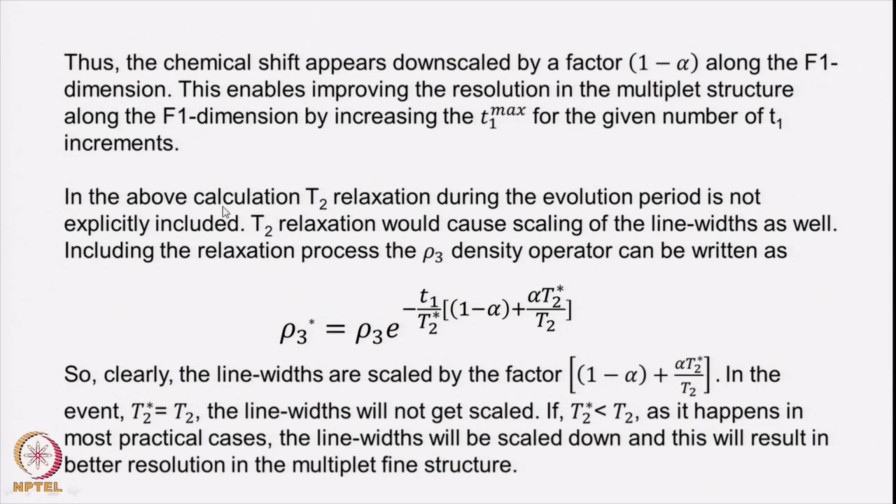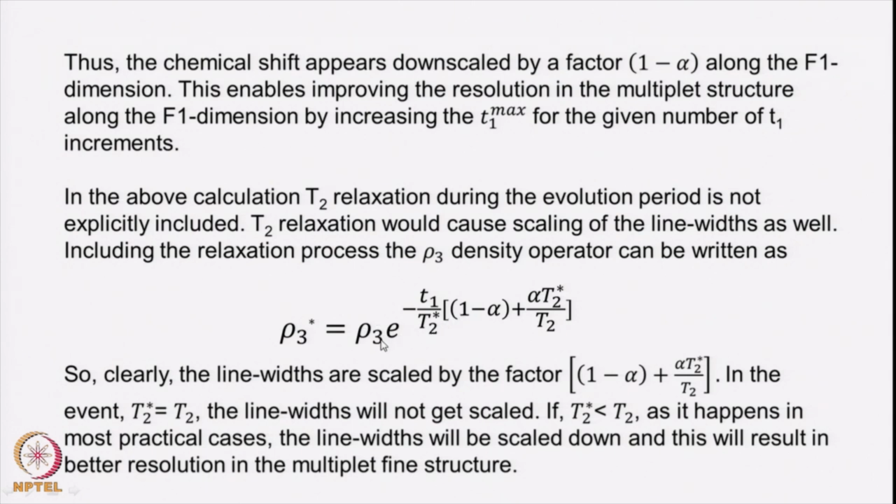Now, once again here we have not included the relaxation effects. We can include the relaxation effects here. Reduced relaxation during the period is not explicitly included. If we include this, it will cause a scaling of the line widths as in the case of J scaling. If we include the relaxation effects, we will get the rho 3 star. Explicit calculation will go in the same manner as was done for the J scaling effect.